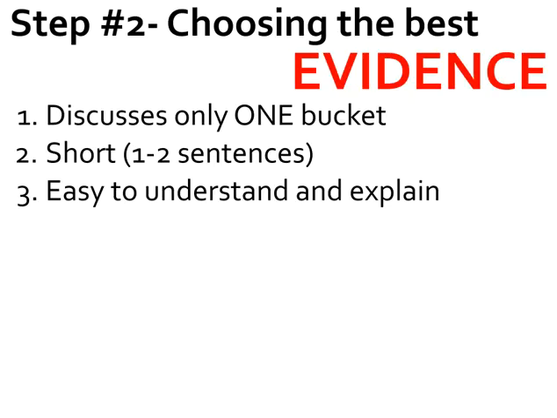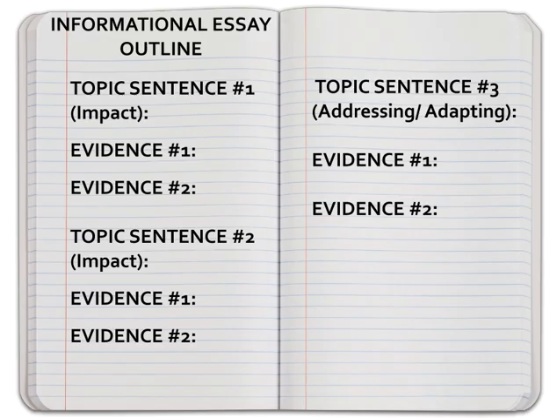Okay, so step 2 is to choose your evidence. When you think about how to choose the best evidence, you want to think about which evidence discusses only one bucket, is short, it should be 1 to 2 sentences, and it needs to be really easy to understand. So you're going to choose 2 pieces of evidence for each of your buckets.